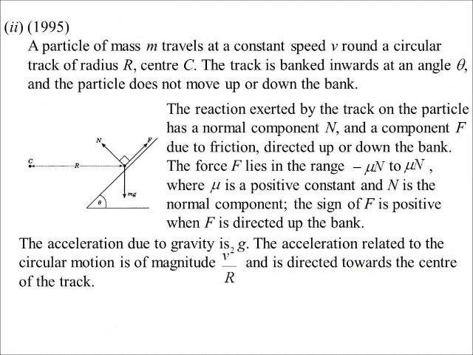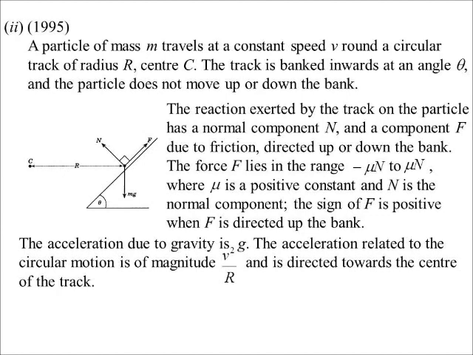Because there's another interesting force that happens, and that's friction. So this particular one comes from 1995, takes into account friction as well. So same sort of problem, the mass is going around the circular track, but we now have this frictional force. So the component F, due to friction. Now, it might go up the track, it might go down the track. It depends. Because it's a resistive force, so it depends what you're doing.